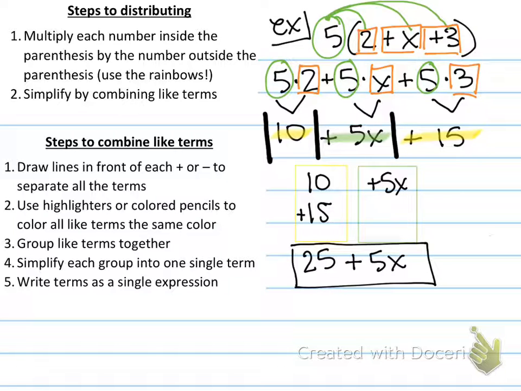A lot of times people like to put the variables first, so you might see this expression written as 5x plus 25. These are pretty much the same thing.